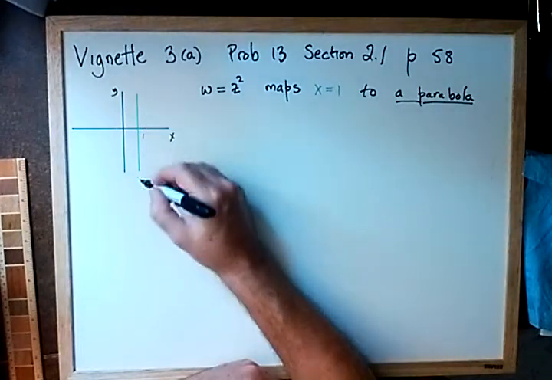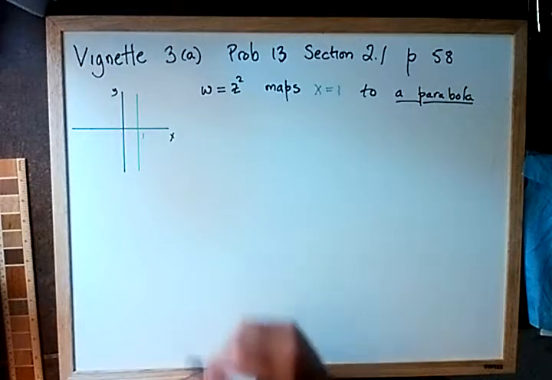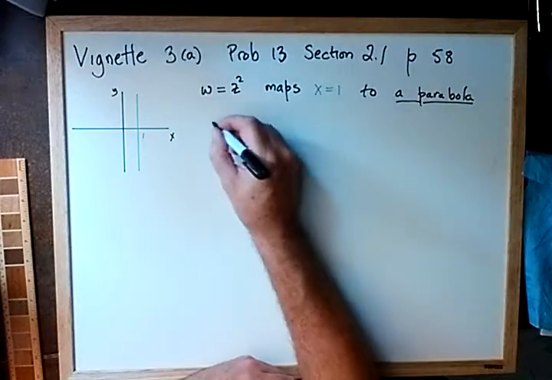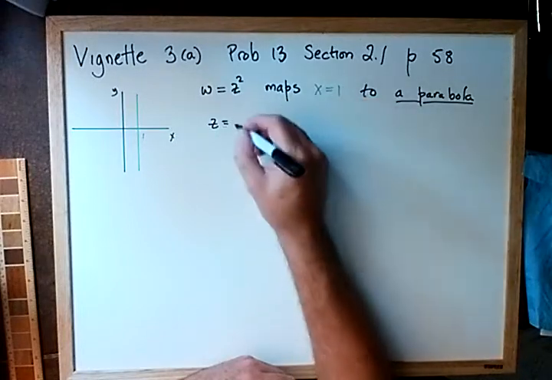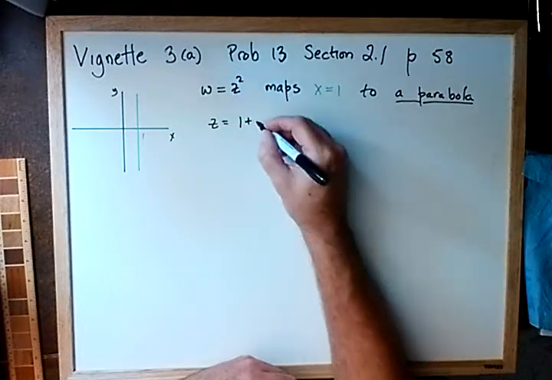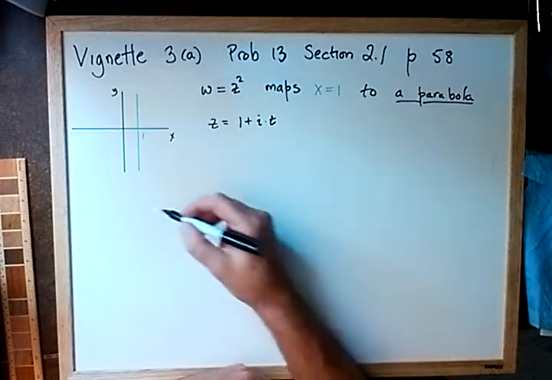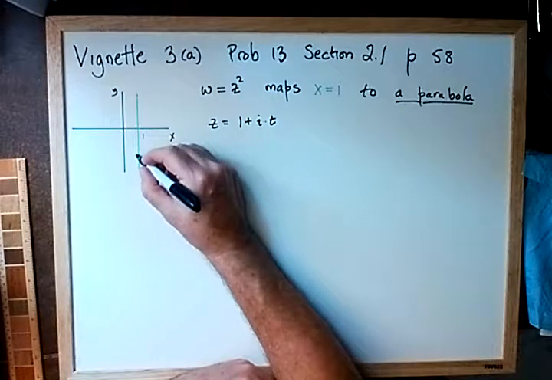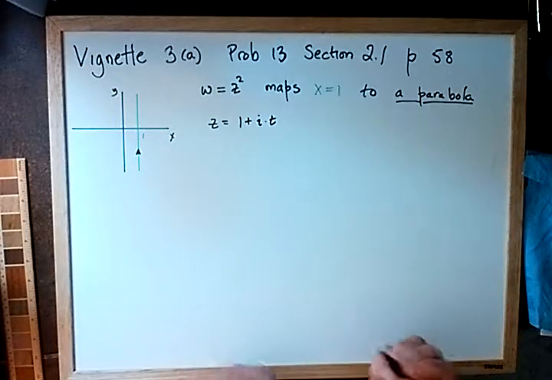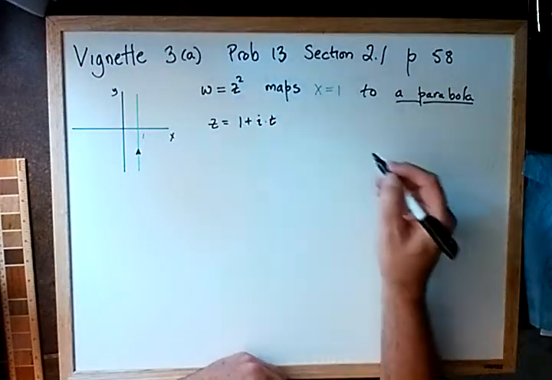We need to parameterize this line in an understandable way in order to make this work. So any point on this line can be written as z is equal to x, which is 1, plus i times y. And to emphasize that y will be allowed to vary, I will say i times t, because we think about t as moving. And t moving from minus infinity to plus infinity imposes a sense of direction on this line, but that's really just because of our parameterization. Anyway, we'll think about this line being mapped by w equals z squared.